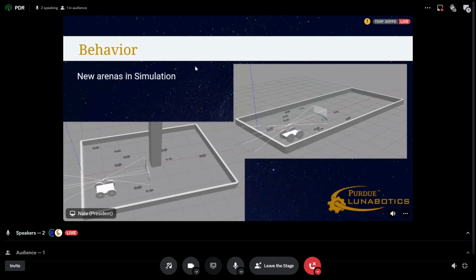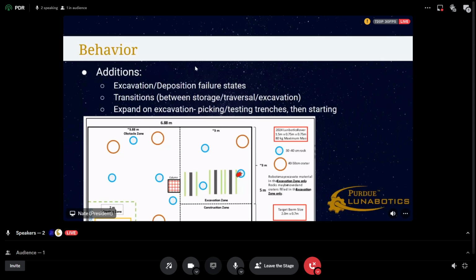And then overall, first off, we made the arenas in our simulation, so that'll be used for testing behavior in simulation. And then the additions to this model: like I said earlier, we're going to need the excavation and deposition failure states. We need to add the transitions, so how the excavation mechanism will transition between storage, traversal, etc. How to get to places, those are other transitions. And the excavation state will need to be expanded. As you can see, picking the trenches and doing the excavation, going back, all that sort of detail.